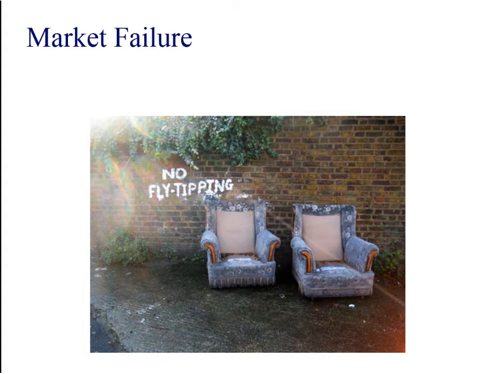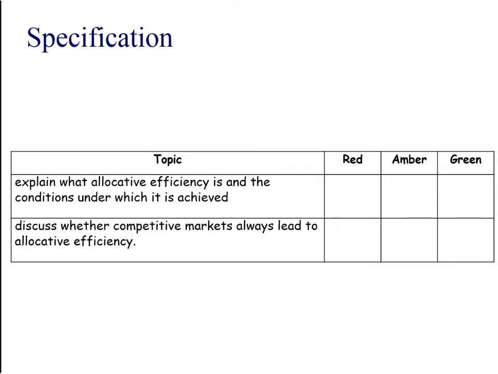So just under a third of the exam is based on market failure and government intervention. So what happens when the market forces of demand and supply don't work very well? Why do they sometimes not work very well? And what can the government do to solve these problems? So first of all, let's make sure we know some key definitions.